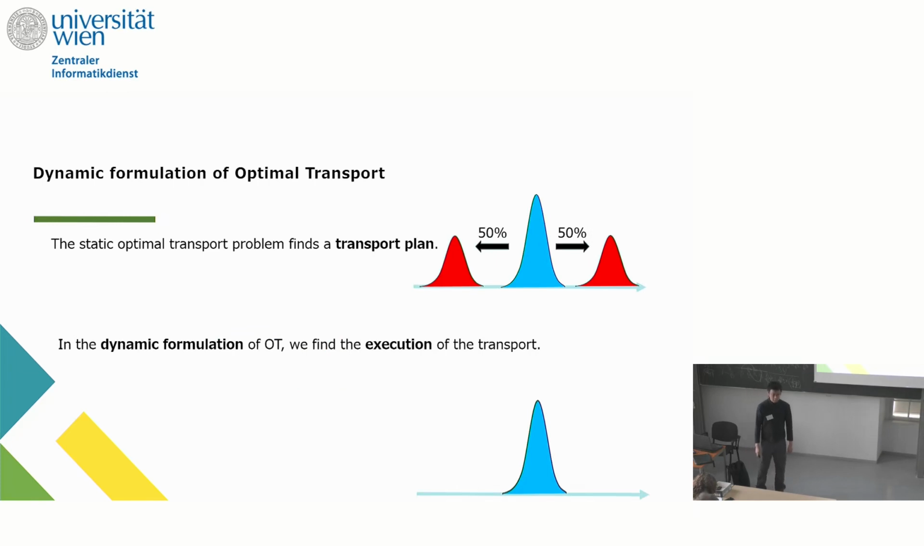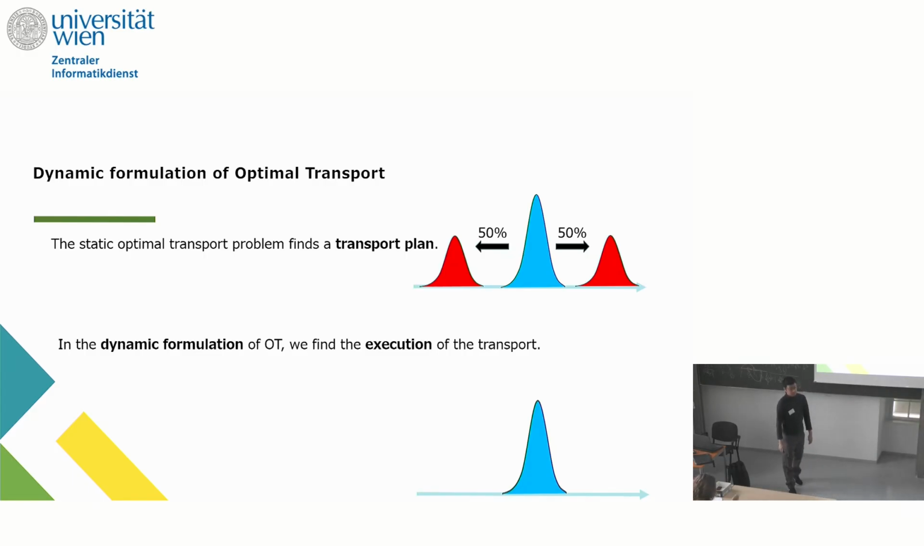Now, what we will focus on in this talk is going to be what's called the dynamic formulation of optimal transport. The opposite of the dynamic formulation is what's called the static formulation of optimal transport. And in the static formulation, we will find what's called the transport plan. The transport plan is what's shown here, and it tells you how much mass goes where. So in this figure, it's telling you that 50% of the blue mass should go to the left, and the other 50% should go to the right.